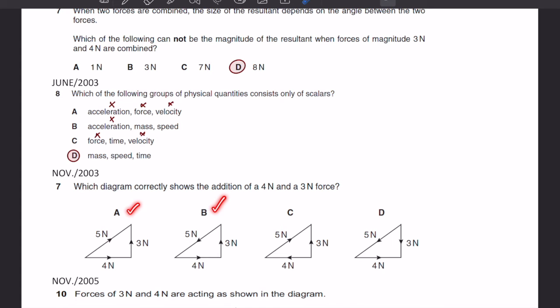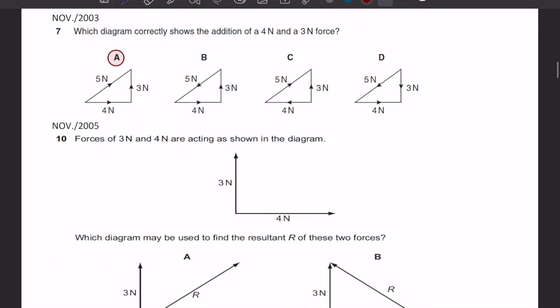But then if I have to find the resultant, I know resultant goes all the way from tail to head. So this is how the resultant is going to be, from tail to head. And hence, my answer is going to be A.